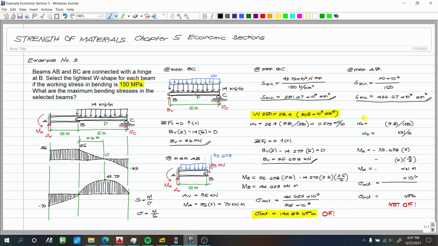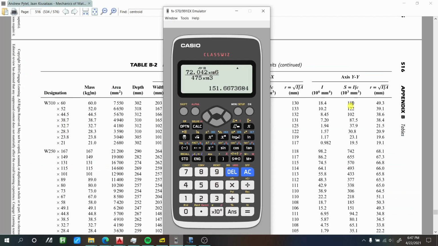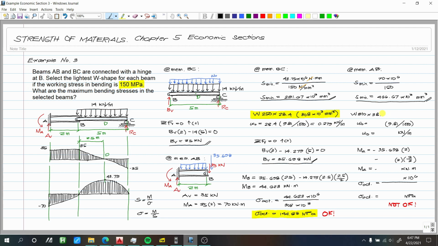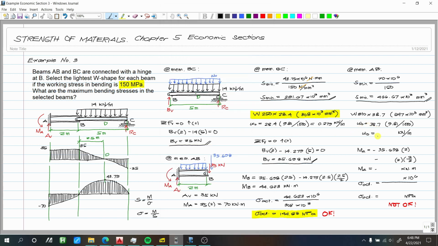So, yung ating W section ngayon is W310 by 38.7. Then yung kanyang S is 547 times 10 raised to 3, millimeter cube. Ito, 38.7, so 0.38. Ito niyan is 0.38.